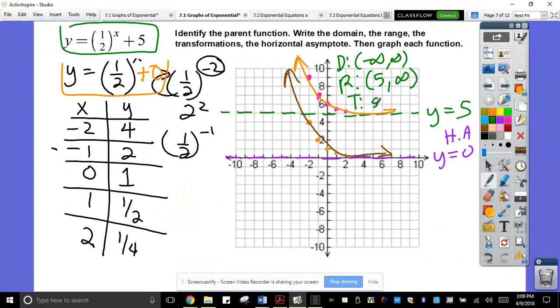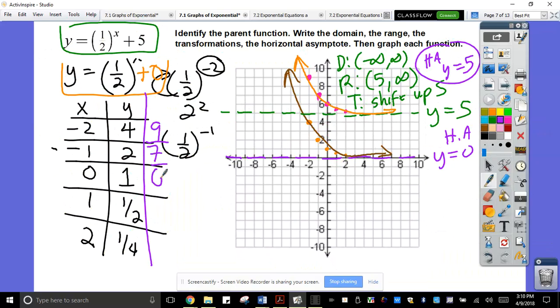Transformation: shift up by 5 units. Next, what's the horizontal asymptote? It's already given, y equals 5. In case I ask you on the test to give me the complete table, just add 5 to these values. So the answer will be 9, 7, 6, 5 and 1/2, 5 and 1/4. Done.